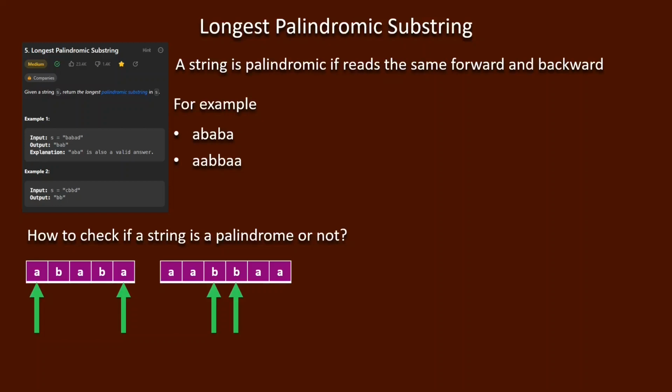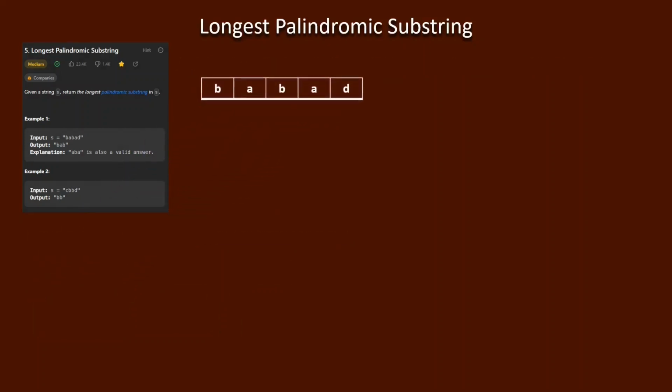Let's get back to our original problem, which is to find the longest palindromic substring. So let's take this as our example string. The brute force approach for this problem would be to find all the substrings and then check if these substrings are palindrome. And if they're palindrome, just make a note of the length of the palindromic substring, and then at the end, just return the max length of the palindromic substring.